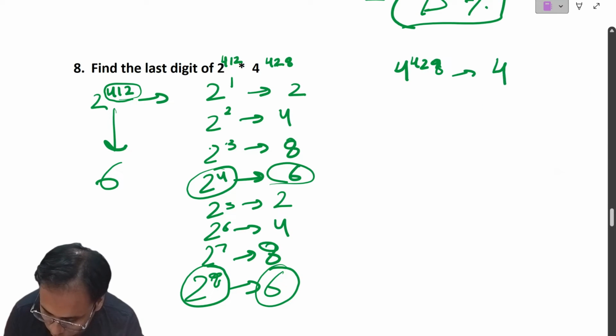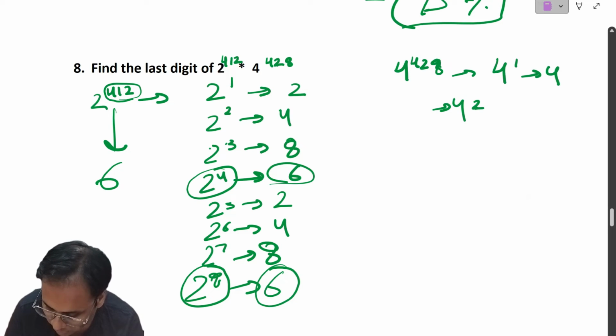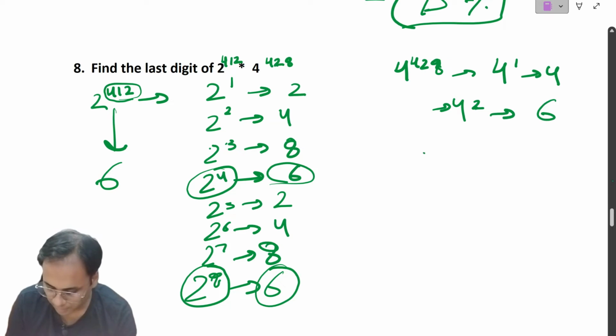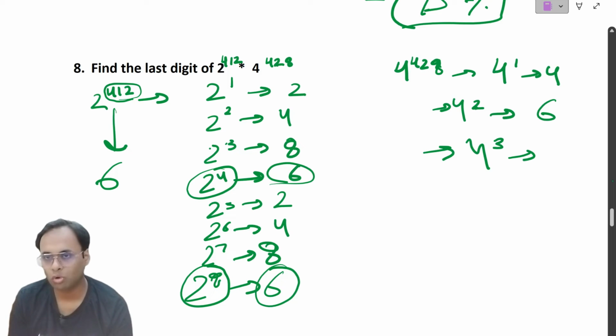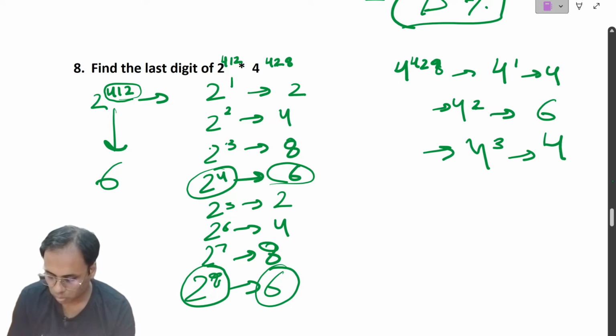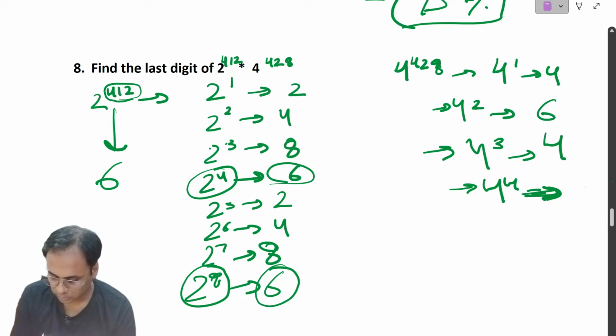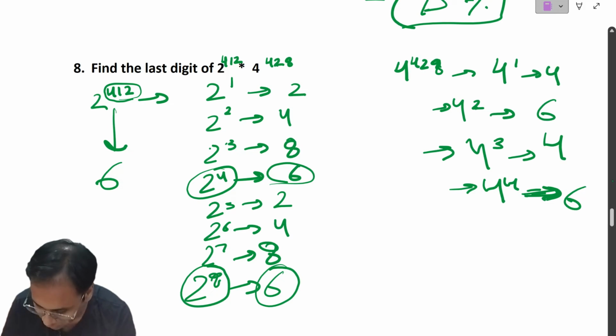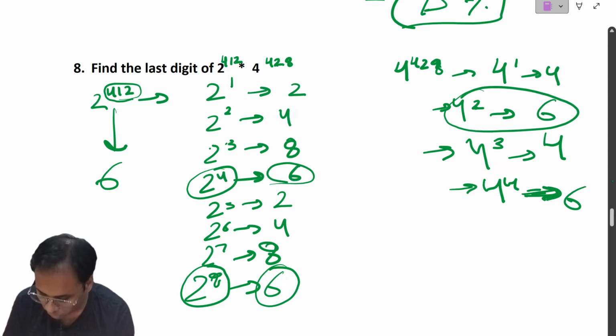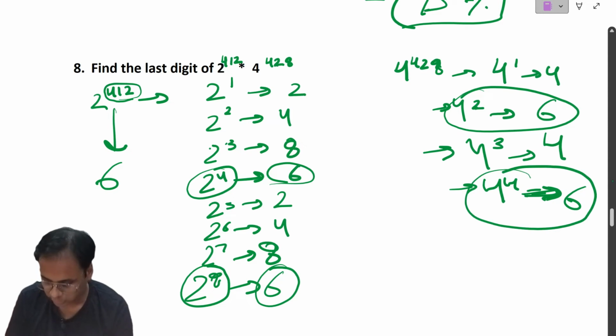The patterns: 4 raised to the power 1 will have last digit as 4. 4 raised to the power 2 will have its last digit as 6 because it is 16. Then 4 raised to the power 3, it is 64. Last digit is 4. And 4 raised to the power 4, it is 256. So last digit is 6. So we can say for every even power of 4, the last digit comes up as 6.